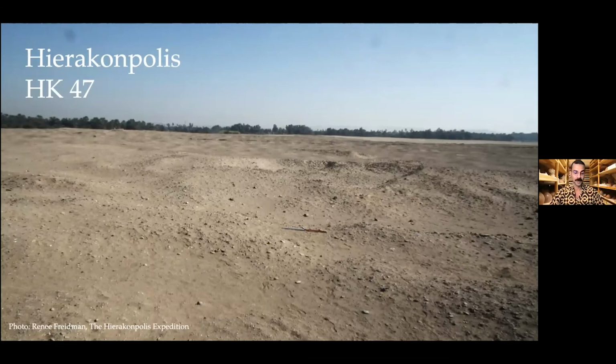between Luxor and Aswan. Specifically, I'd like to look at a locality known as HK 47, which is one of two Pangrave cemeteries at the site, which are in turn two of only a handful of Pangrave sites that are still surviving and accessible. I was lucky enough to be there when the site was excavated in 2017 as a part of the Hierakonpolis expedition directed by Dr. Renee Friedman, and I thank Renee for her permission to use these images today.